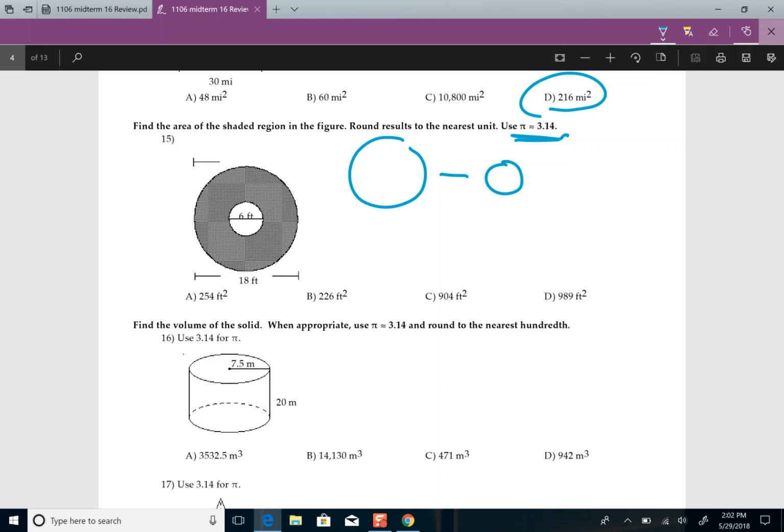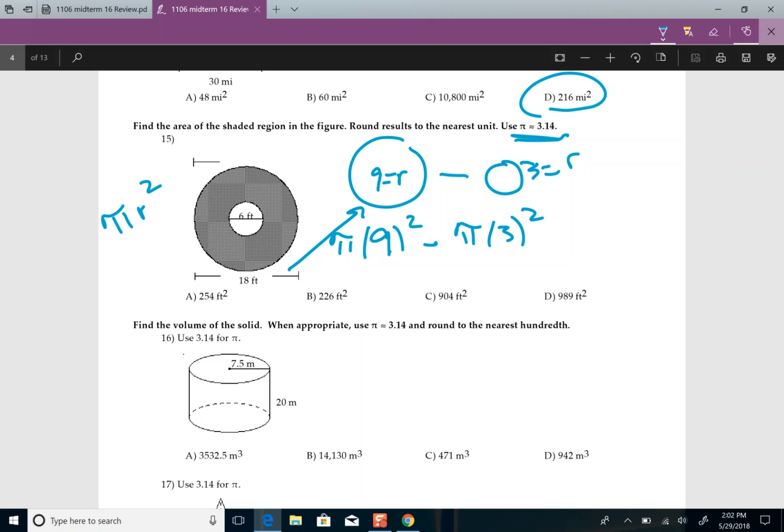What is important here, though, is area is pi r squared. The picture gives diameter for each, so that 18 means this has 9 as the radius. This one as 6 says it has 3 as the radius. So I want to do pi times 9 squared minus pi times 3 squared. All right, and again, I'm going to use that 3.14 for pi. So I have 3.14 times 9 squared minus 3.14 times 3 squared.